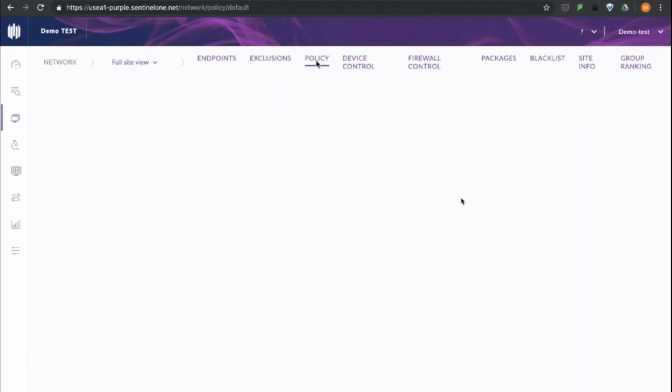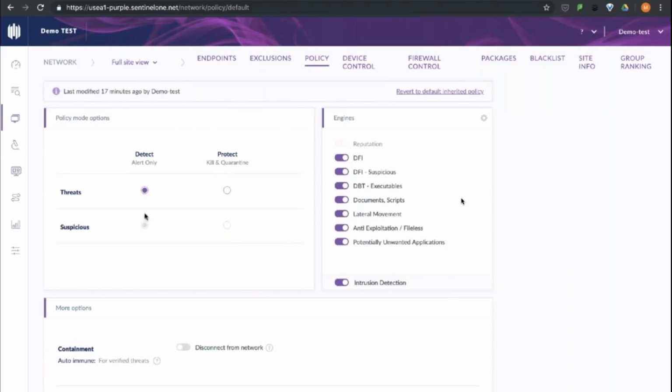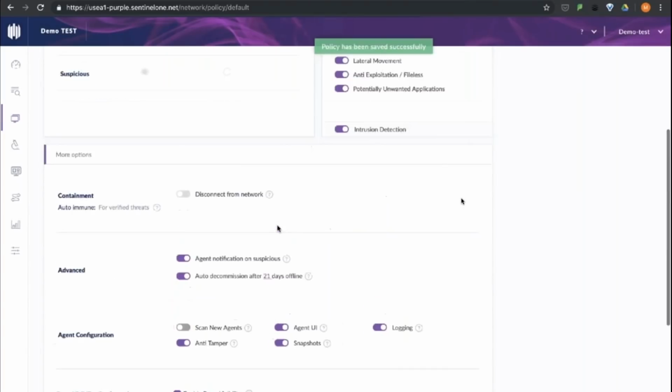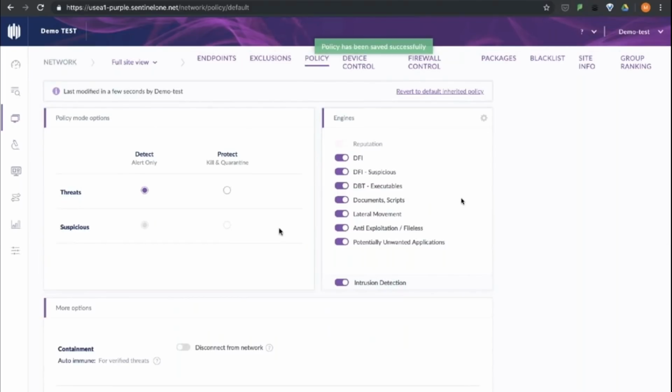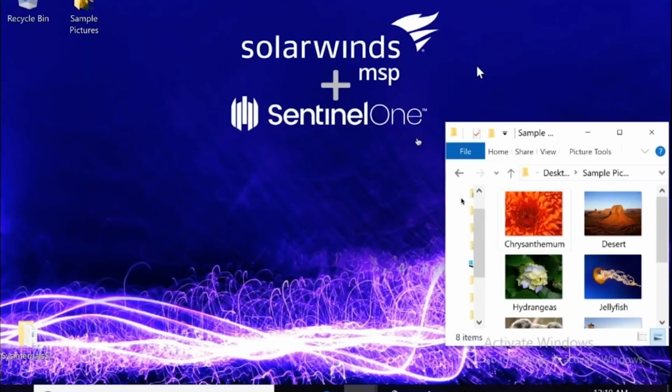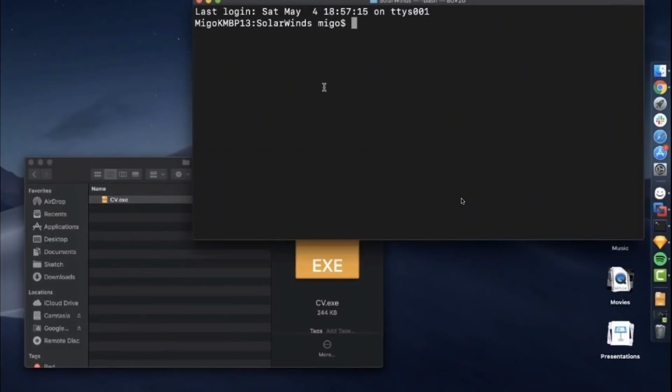Now we're going to change the policy so that we're only detecting the threats. We're not killing and quarantining the threats. This is so that I can actually have the malware infect the device, encrypt those files, and then show you the rollback. And I'm going to change this file a little bit. So I'm changing it so that it doesn't match the original signature. So I'm obfuscating the signature or the hash of this file so it's not a known virus in terms of signatures.